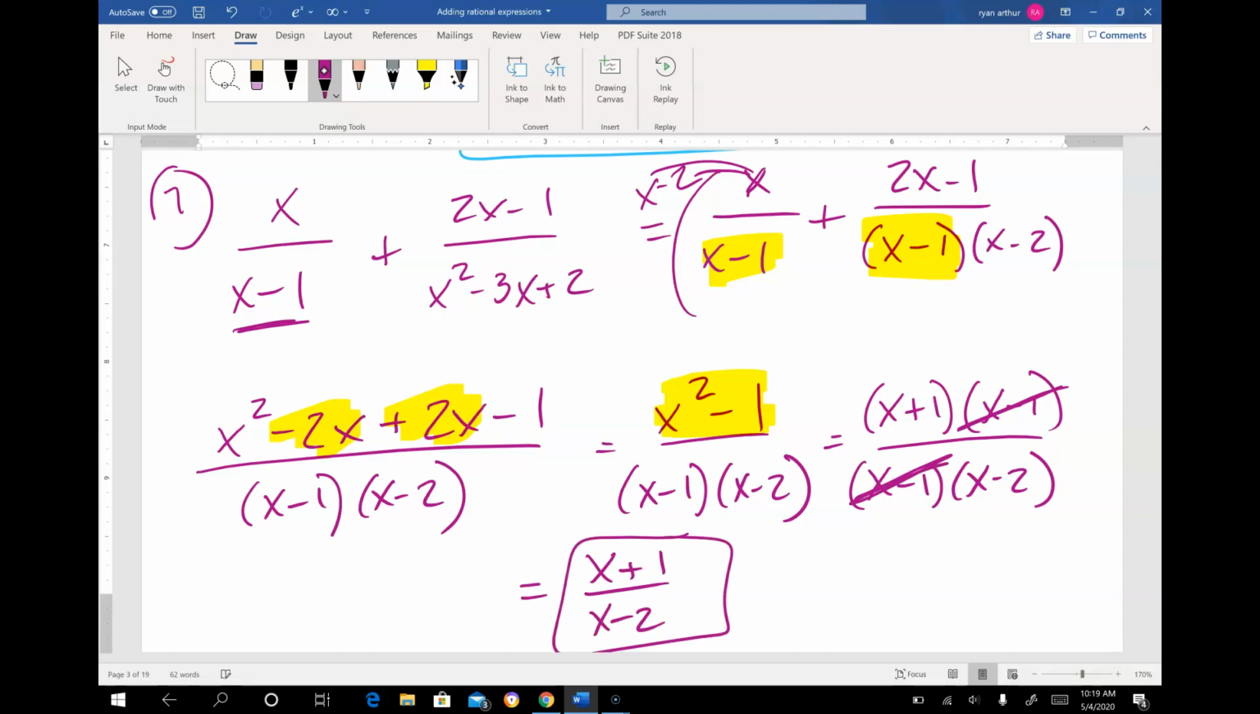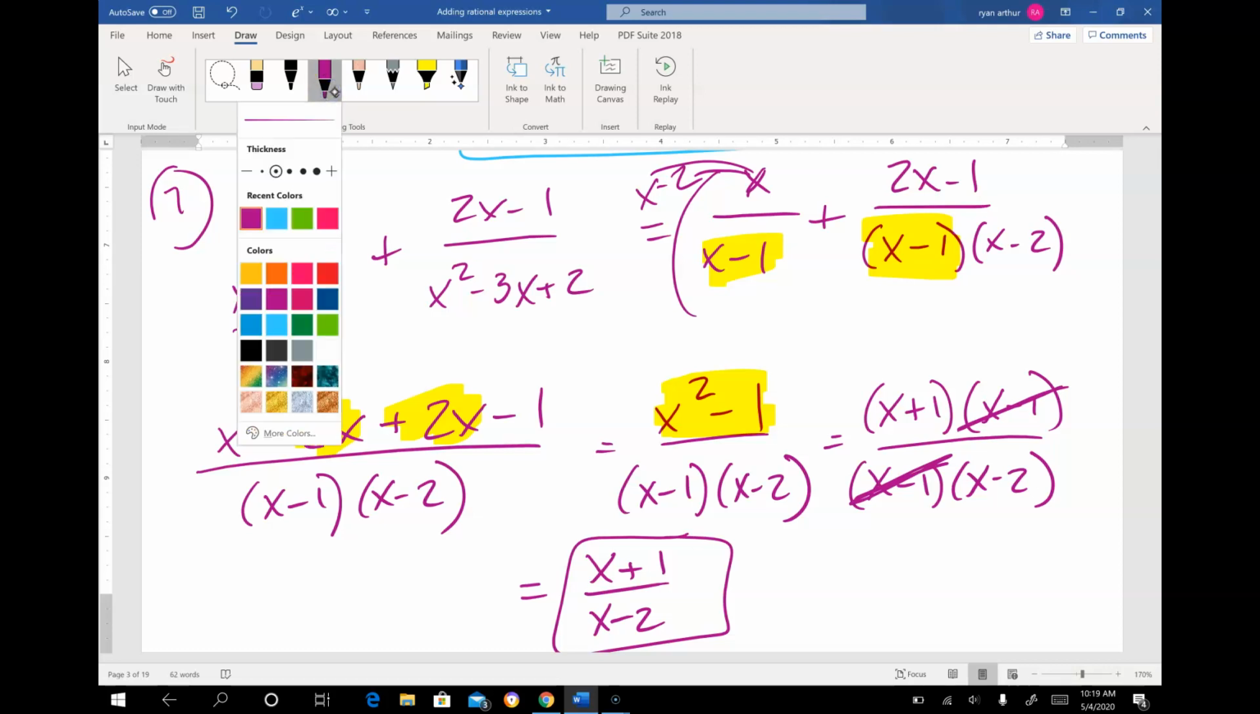So always see if you can factor. I know Study Island is multiple choice, so it would help you out. But when you get to Delta Math, you have to make sure you're checking that, so you don't get it wrong. All right.